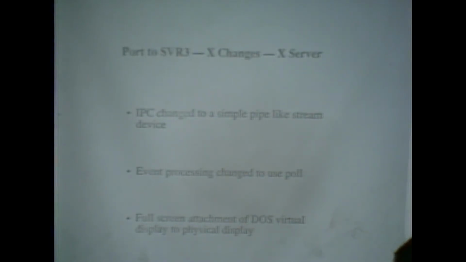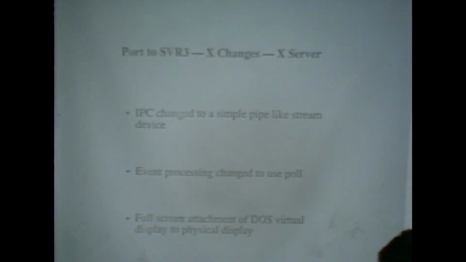The networking support was not available in the kernel when we started the project, and so that was not an option to actually use the networking, the essentially TP4 type transport layer that they have. And of course the event processing, we essentially wrote an emulation of select using the poll system call to avoid the changes to the code as much as possible.